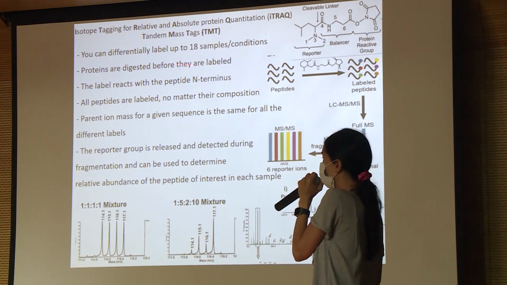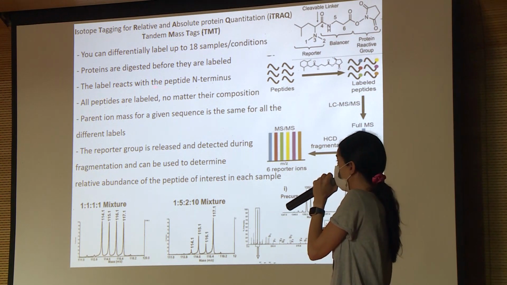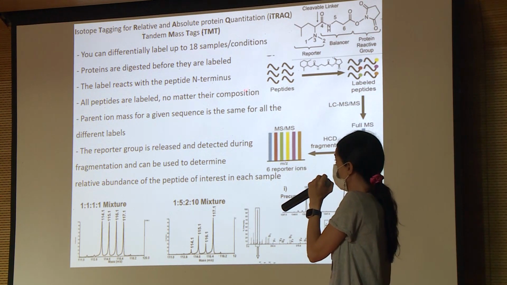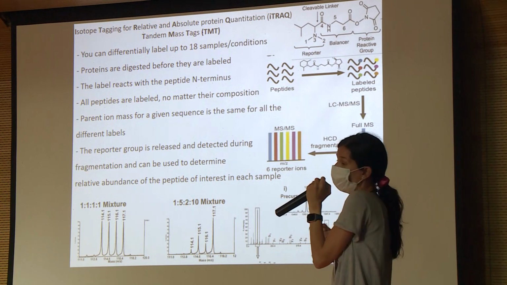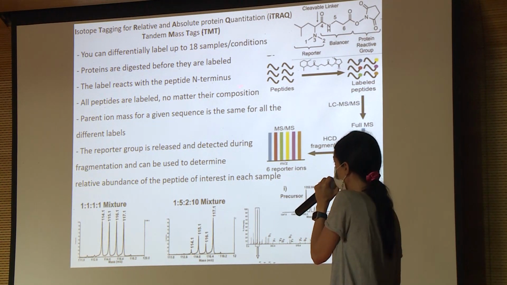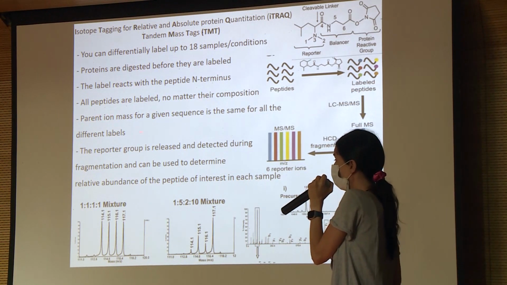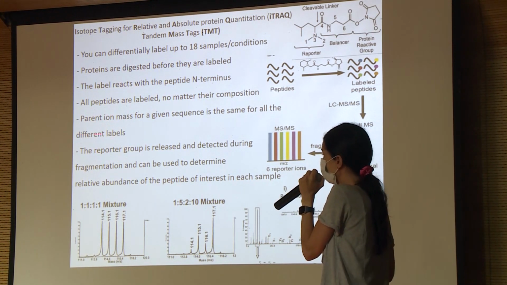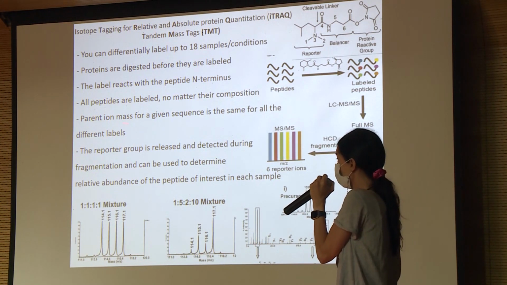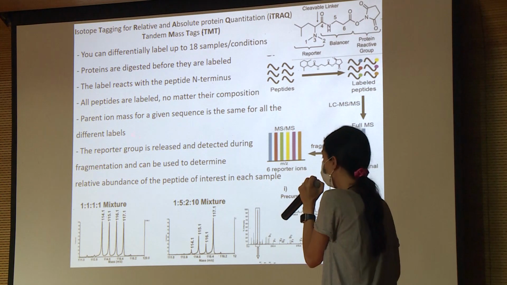Proteins are digested before they are labeled, as I told you before, because it labels peptides. It reacts with the peptide N-terminus, and it labels all peptides, no matter what their sequence is, because it reacts with the N-terminus of the peptide. And this is one of the most important things about this technique, that the parent ion mass for a given sequence is the same for all the different labels.